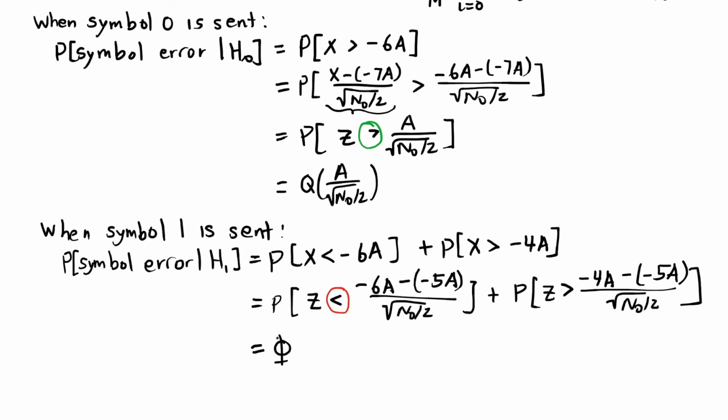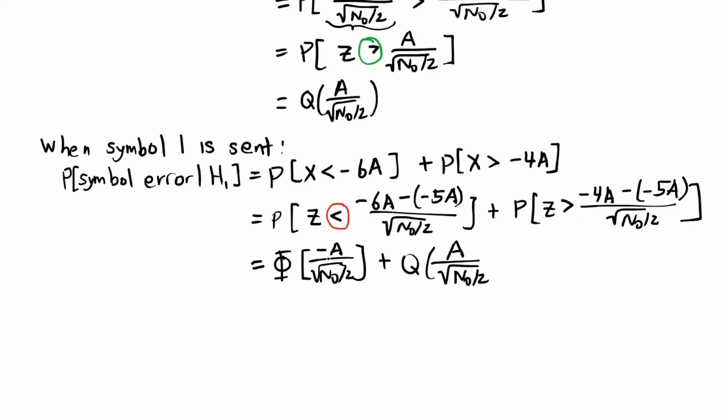But what this becomes then is a phi function of minus a divided by square root of N naught over 2. And the other side becomes this Q function of plus a. This one is a minus 4a plus 5a, so it becomes another just positive a. This phi function is the same as the Q function for a positive a divided by square root of N naught over 2. Okay, just negating the argument gives me the same thing because we're talking about these tails of a standard normal random variable, right?